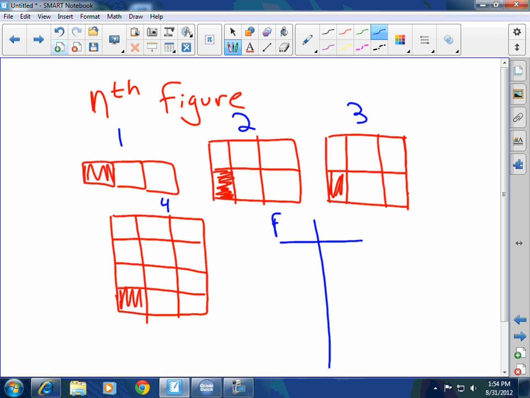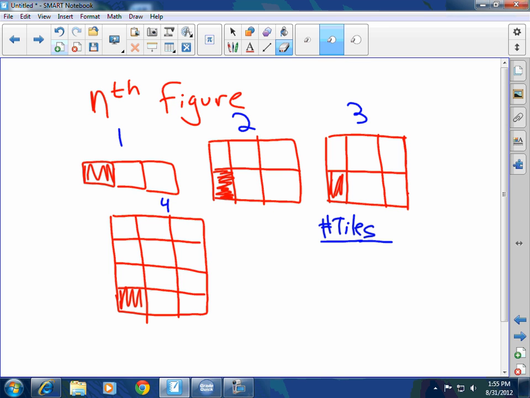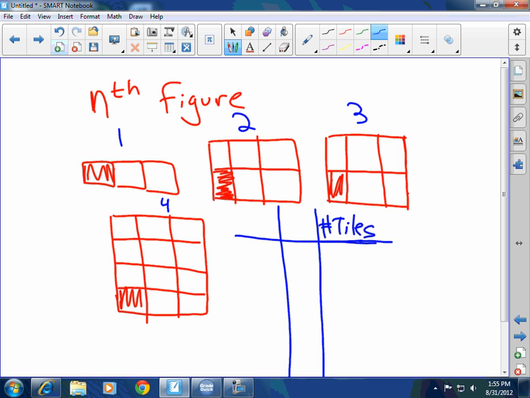So you can make a table with the figure number, and then the number of tiles. Okay? And the way the book describes it, let's go ahead and do this. They have a center part called the processing column. So this is the figure, and we're going to call this PC for processing column. Figure 1 has 3 tiles. Figure 2 has 6 tiles. Figure 3 has 9 tiles. Figure 4 has 12 tiles.